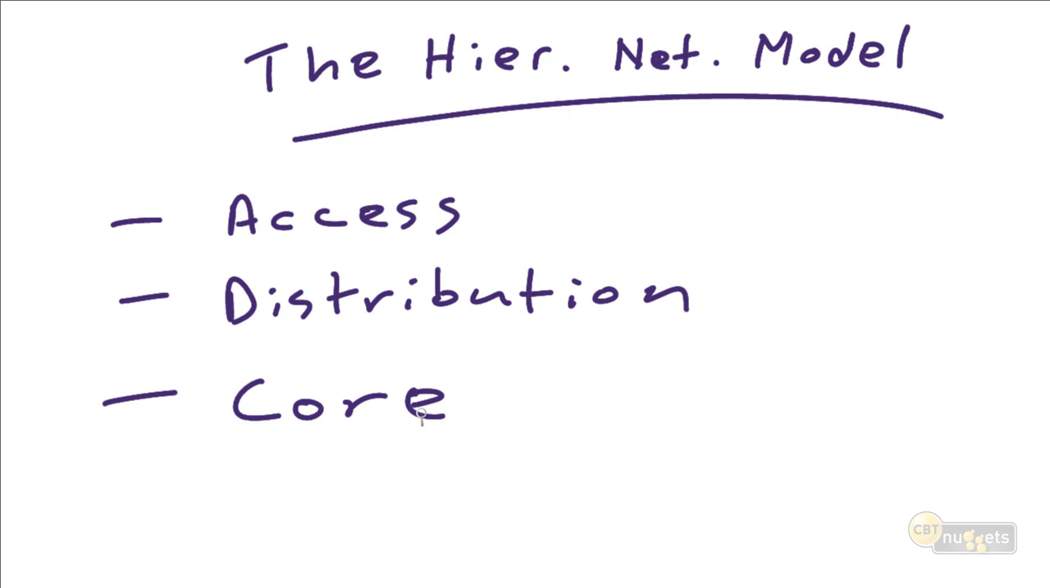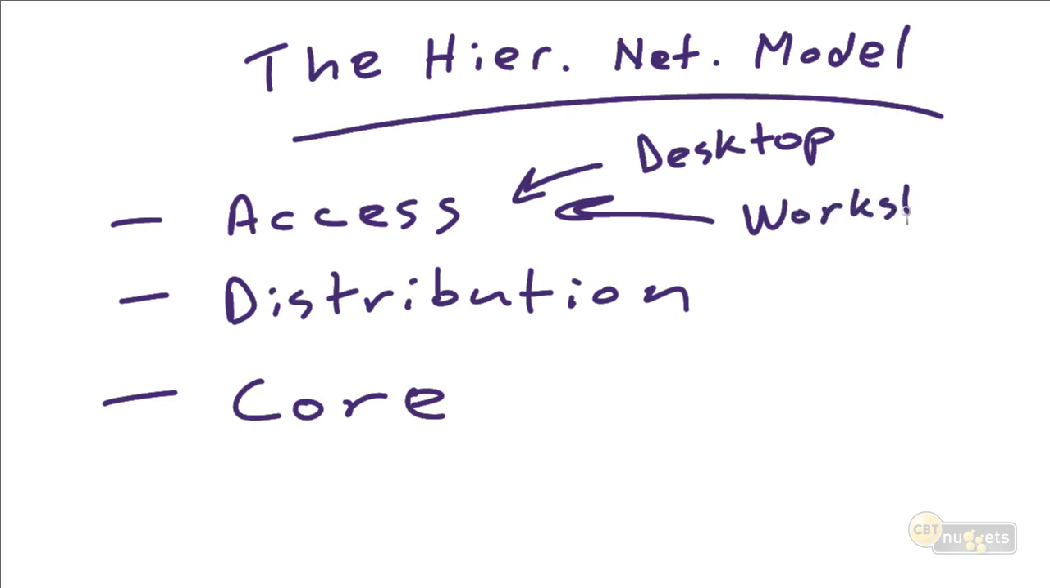Now, what is tricky about this is that a lot of different literature likes to be creative and call these different layers by different names. For instance, you might see access as desktop layer, or you might see access as workstation layer, or even workstation access layer. So you'll see lots of variations on these names.